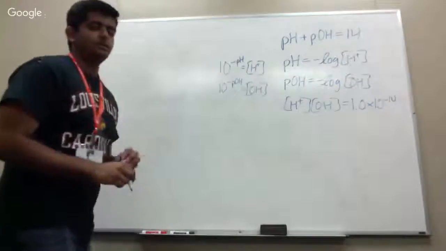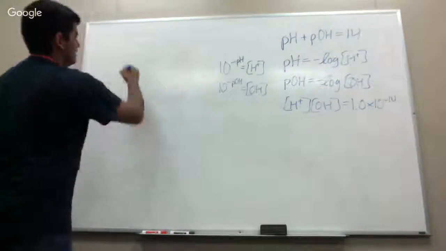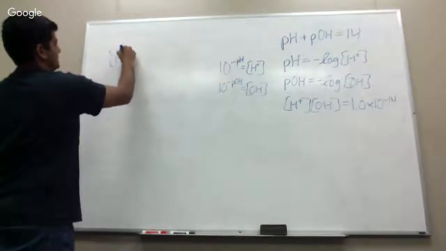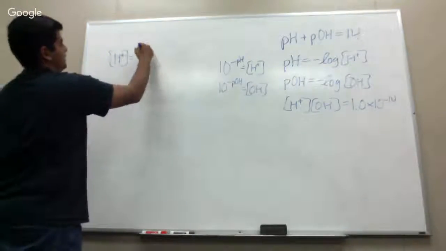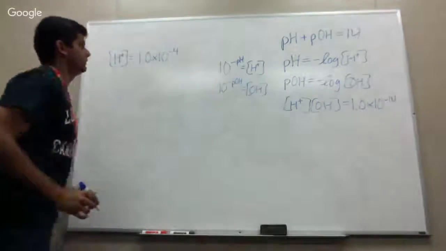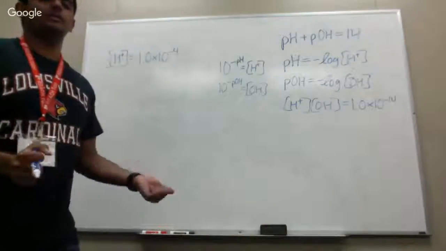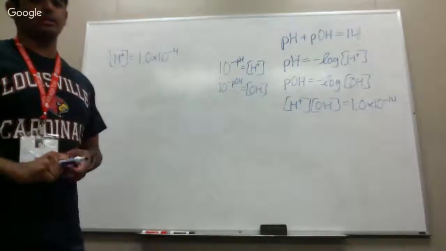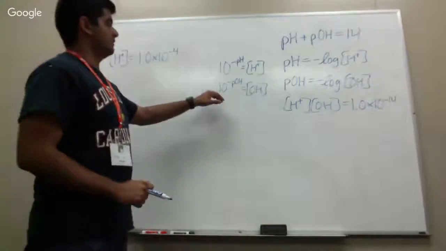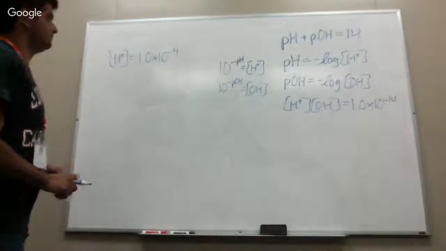All right, so let's say you were given an H plus concentration of 1.0 times 10 to the negative 4. And you were asked to find the pH, the pOH, and the OH concentration. So basically everything else you could find from the H plus concentration.